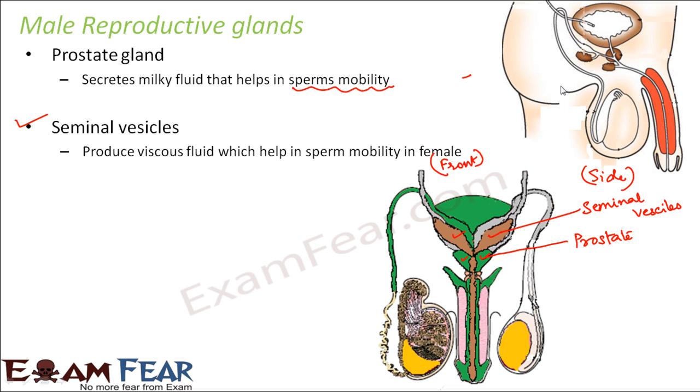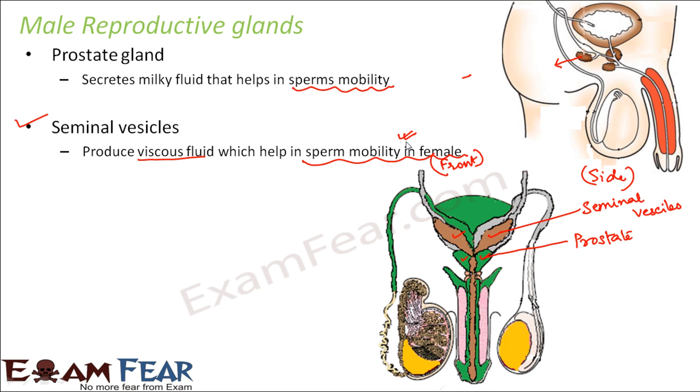But when you look at the side view, you really don't understand where exactly they exist and where the other pair is. Here you can see the seminal vesicle being present. This is the seminal vesicle, but here you cannot identify that there is another pair on the other side. Anyway, the seminal vesicle produces a viscous fluid which helps in sperm mobility in the female. Now this is interesting. You might ask, sperm is being produced by the male, so why do we want it to move in the female?